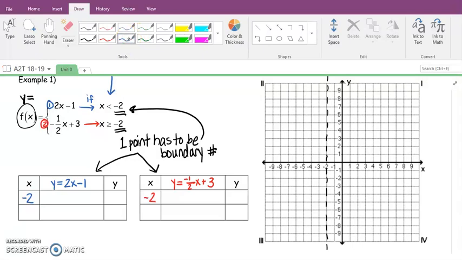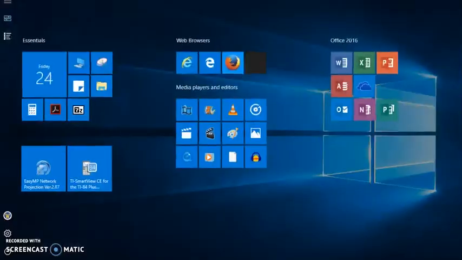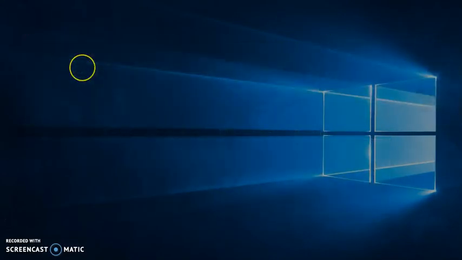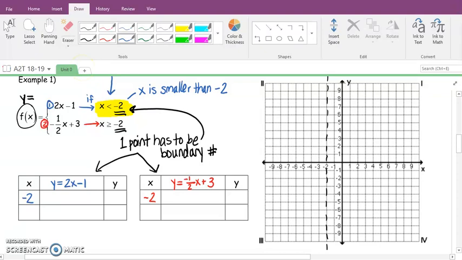For the second x value, let's go back to my first table. I can pick any x value I want as long as it satisfies this inequality. This inequality says that x is smaller than negative 2. That means I need to pick an x value that's smaller than negative 2, in other words, to the left on the x-axis. If you want to look at your x-axis, just to help you out. I'm just going to make it easy for myself and pick one that's not too big, so maybe negative 4.